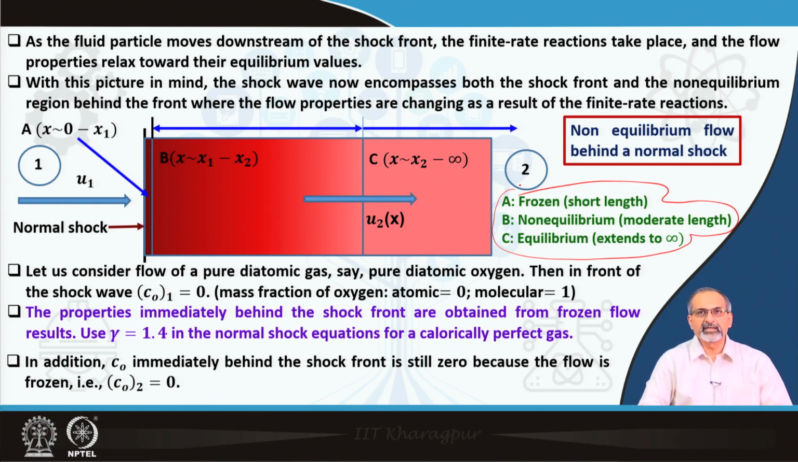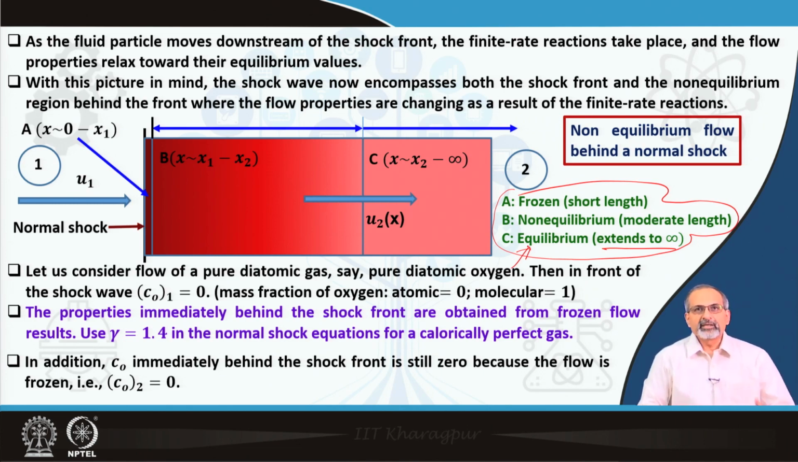As we had discussed earlier, region A is a rather short region just behind the shock front, where the properties of the flow are essentially frozen, followed by a region B, where it encounters non-equilibrium phenomenon that is of a moderate length. And then you have a very long region practically extending to infinity beyond the region B, the region C, which we have marked, where the flow attains equilibrium.